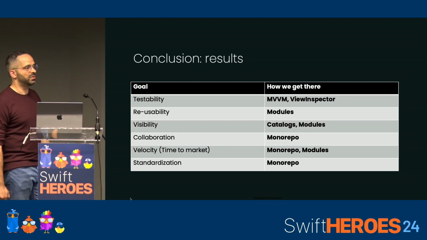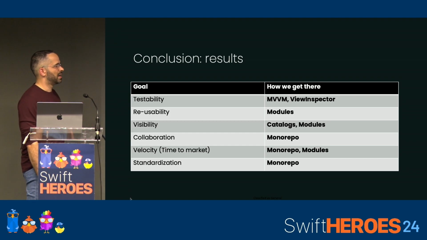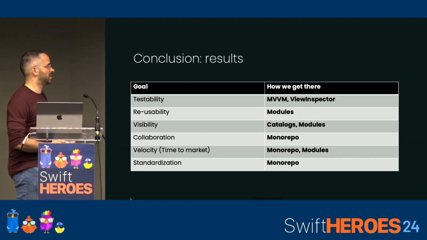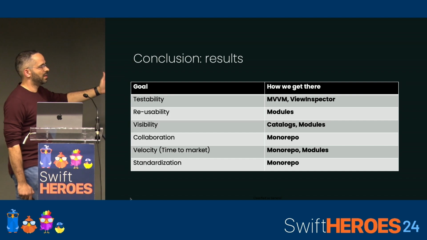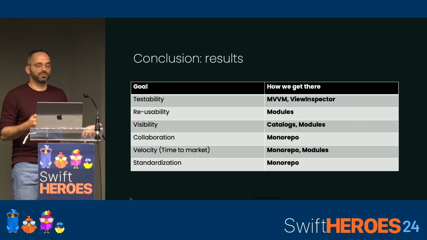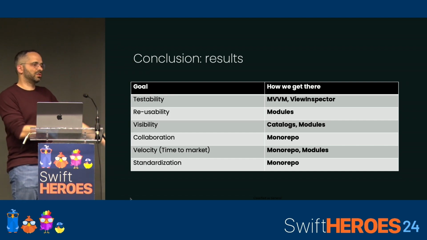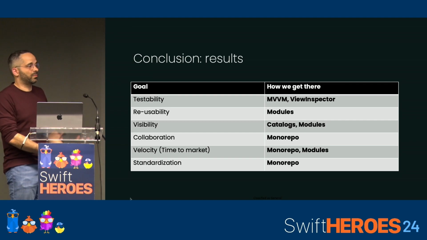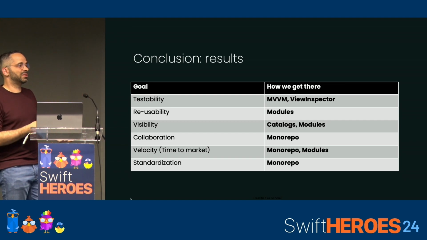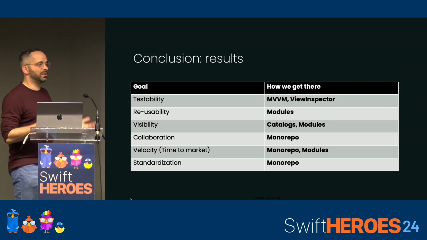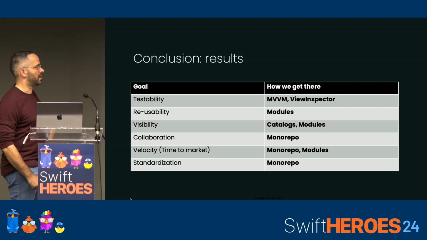Velocity, a combination of using a monorepo and modules, allows us to develop way faster than we were doing at the beginning. And standardization, also supported by the monorepo, because if you have a Jenkins pipeline, you just have to focus on that repository. You don't have to focus on 10 repositories. And also, you reduce a lot the deployment bundles you have to generate every time you merge a PR, for example.